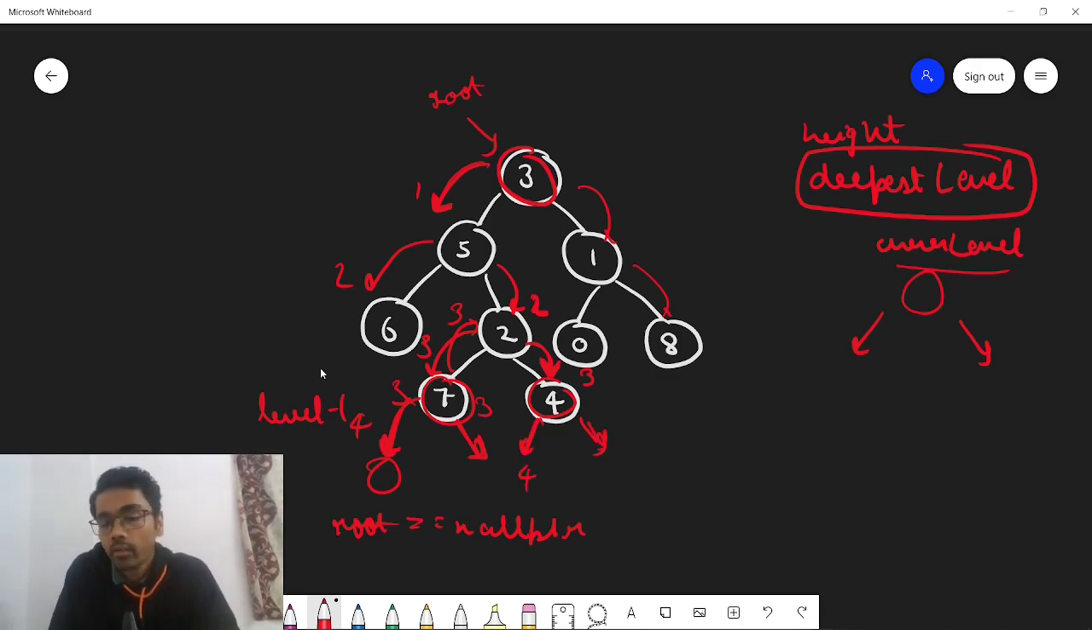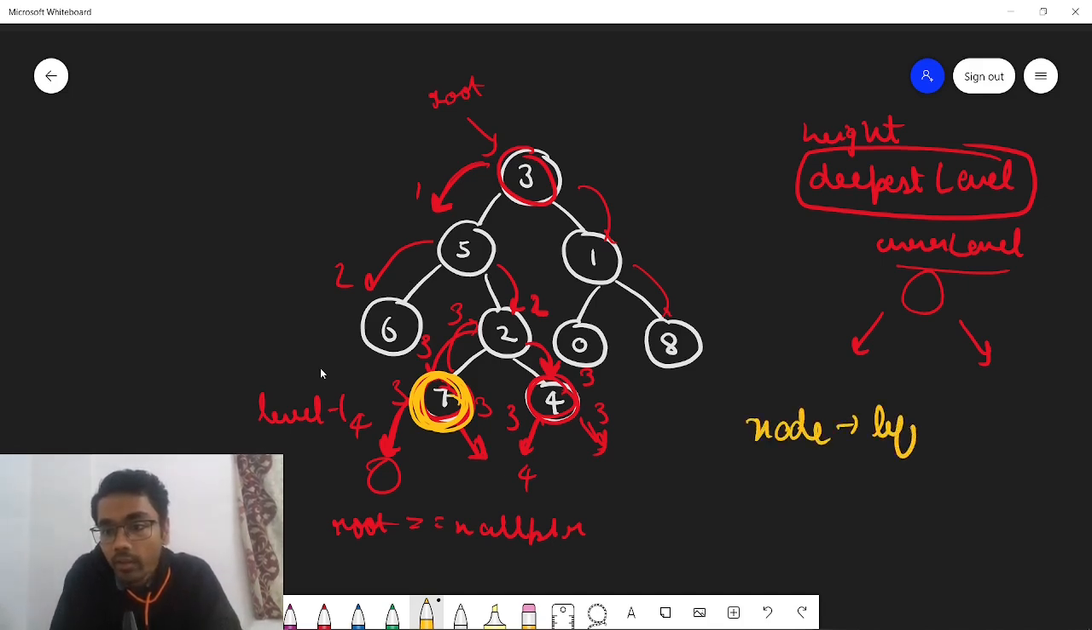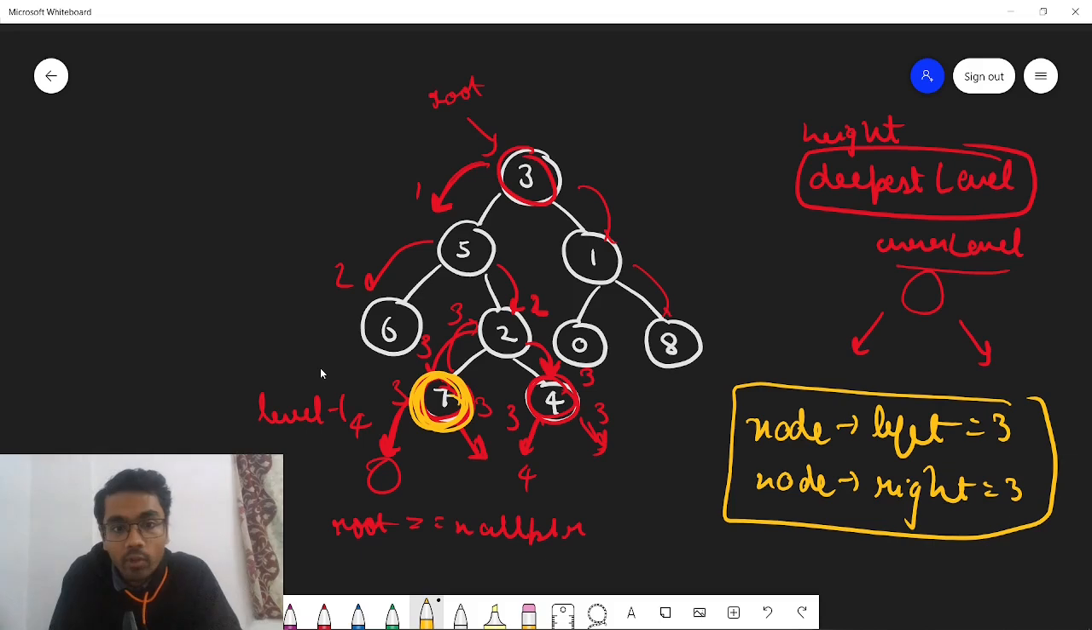Since the root is null here, we will just return level -1. So this 4's left and right will be 3 only. Now here when we were at 7, we can also say that this could be the lowest common ancestor possible, because here also the node's left is returning as 3 and the node's right is returning as 3. So this could be the lowest common ancestor possible, and we could have returned 7.